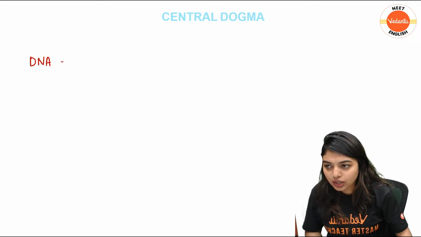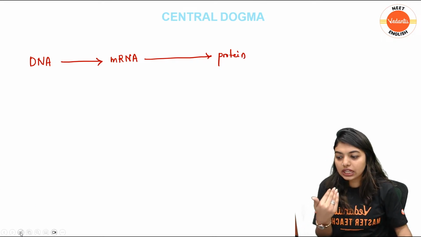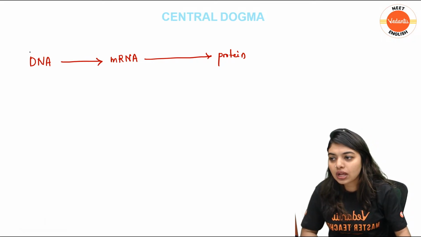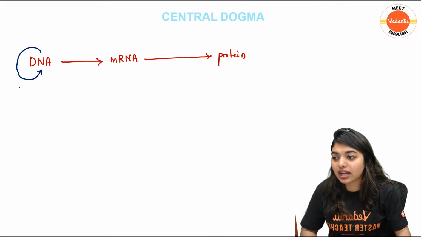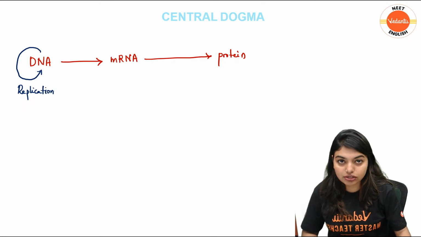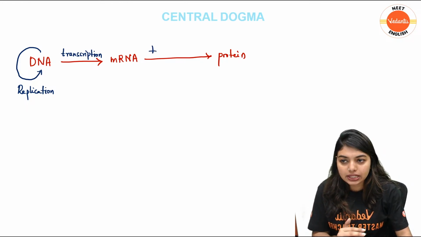So DNA to mRNA, mRNA to protein. This is central dogma. Now, each step has its own name, each step has its own importance. Yes or no? Now, when DNA forms its own copy from the parent DNA, from the template strand, it is called as replication. And DNA replicates in a semi-conservative pattern. This also all of you know. Now, DNA to mRNA is called as what? Transcription. It's called as transcription. mRNA to protein is called as translation.